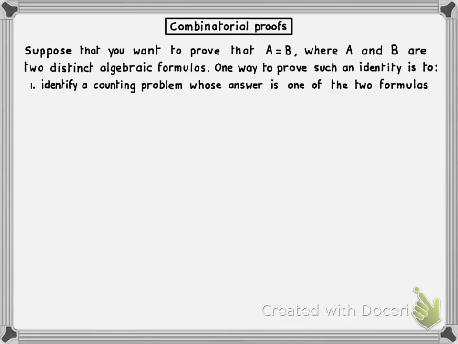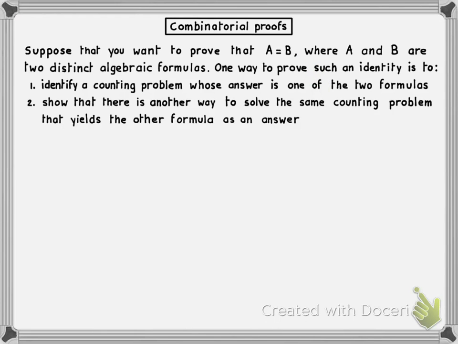Now the second step is to prove that there is another way to count the number of elements in that same set, and that other way of counting it yields the other formula. Since a set only has one number of elements, and you computed it in two different ways, and these two different ways correspond to these two formulas, then the value of these two formulas must be equal, because it's equal to the number of elements in the set S.